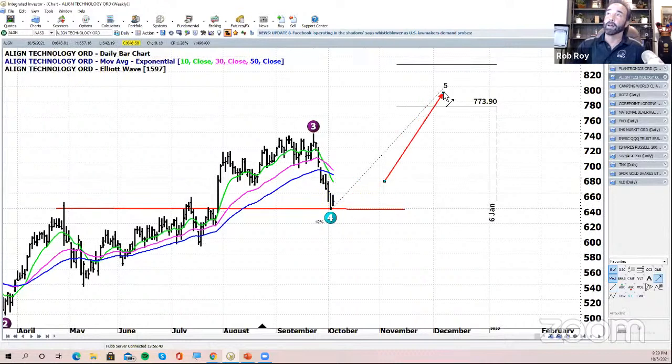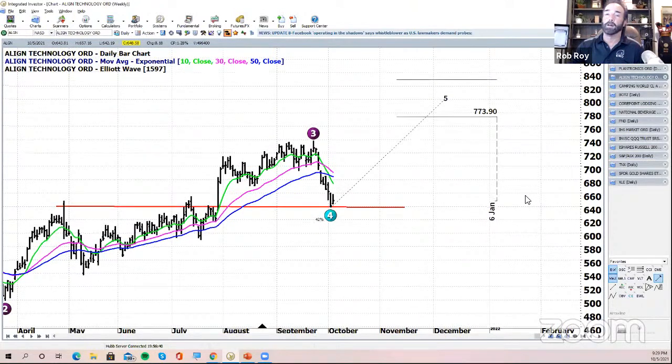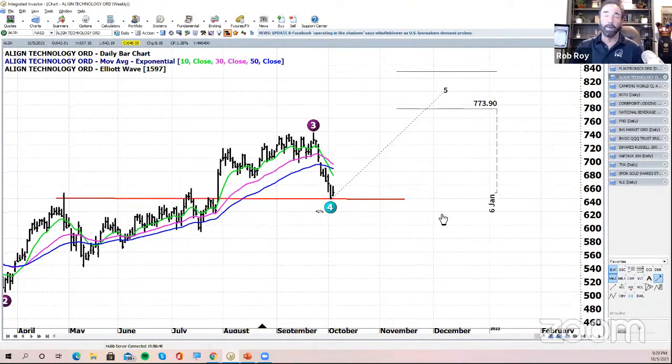So do we bounce back up and move up to that wave 5, or do we move lower and create a lower wave 4 at perhaps a 50% correction or 61.8? Well, we'll know more pretty soon with how Align handles this 640 level.